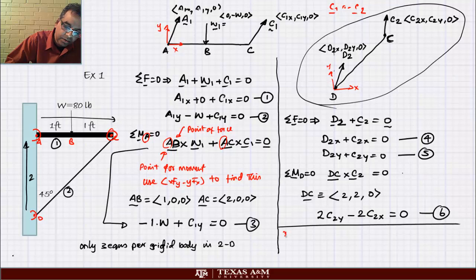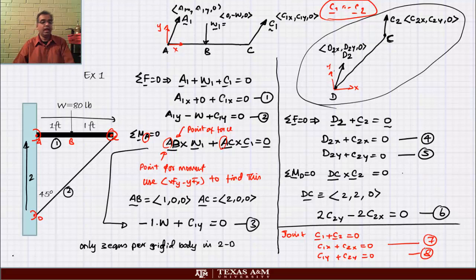Then I'm going to list the interface conditions, or joint condition, here. That says C1 plus C2 equal to 0, which gives me C1x plus C2x equal to 0, and C1y plus C2y equal to 0. So this is equation 7, this is equation 8. So we got 8 equations. I'm going to write all these 8 equations down. You can take a look and figure out whether you got the same things. But this is the whole deal. After this, it's just algebra.